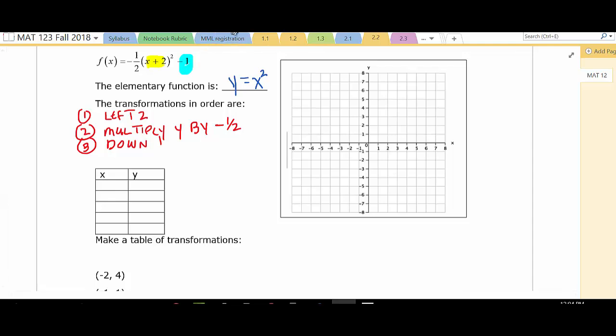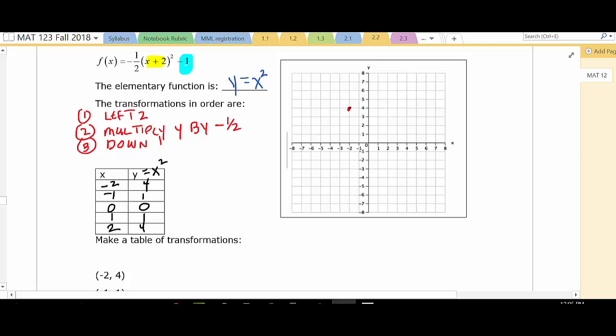So here's what you're going to do. We're going to make a table for y equals x squared. We're going to use -2, -1, 0, 1, 2. You got to graph the elementary function first, then we're going to transform it. Just do this in your head, real quick. If you square -2, you get 4. Square -1, you get 1. Square 0, you get 0, and so forth. The elementary function, it's helpful if you just know it, but if you don't, you can figure it out.